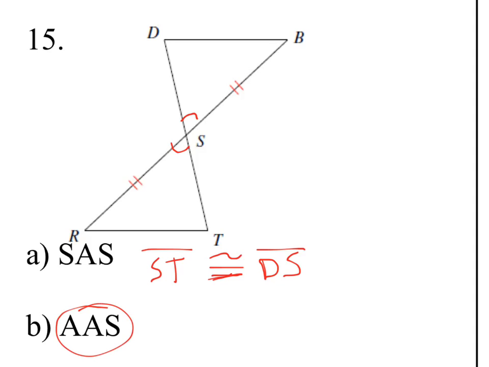And the next part is to get angle, angle, side. Right now we have an angle and a side. We need the other angle. And this is the same up here, side, angle, angle. So that's the angle at T and the angle at D.